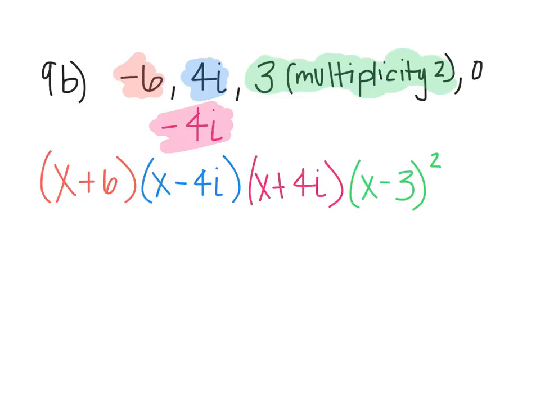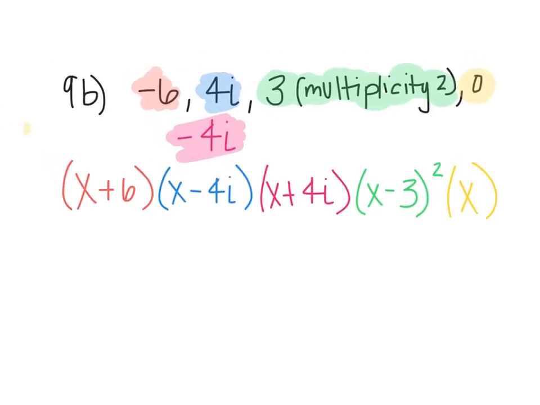Okay? And then if my last root, or 0, is 0, my last x-intercept, what does that factor look like? It's just x. A lot of people try and write it as x minus 0 or x plus 0. That's fine. But what's x minus 0? It's just x. So we can write x minus 0, or you can just write x. It's the same thing. So that would be my complete factorization of this problem.